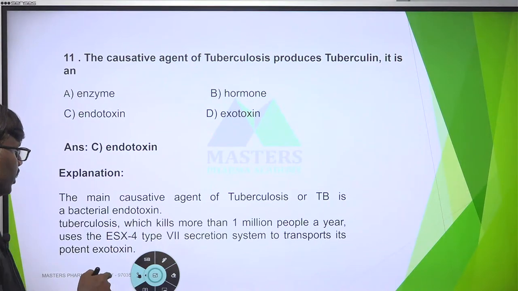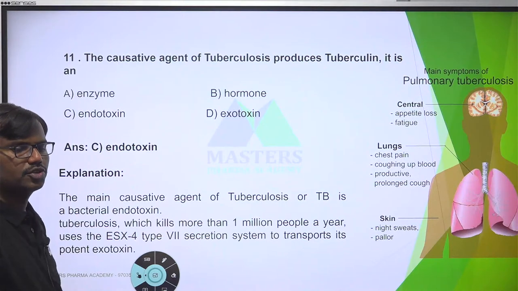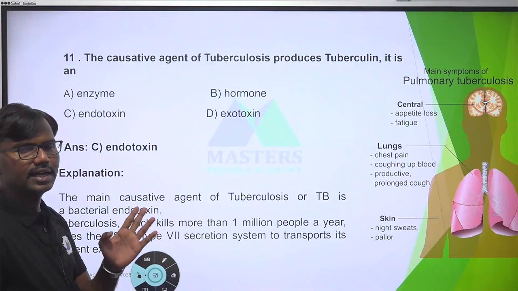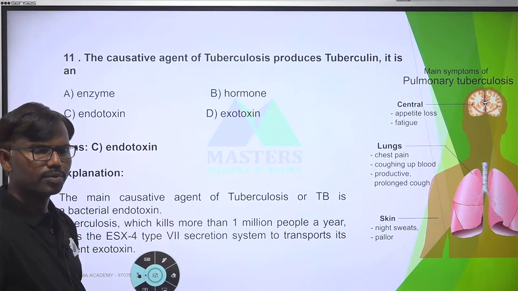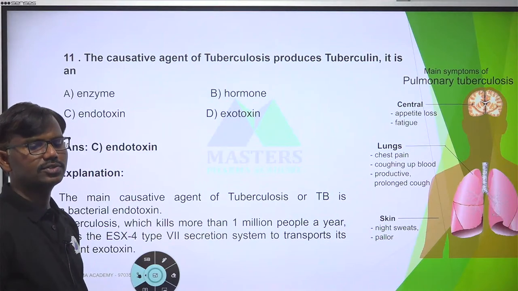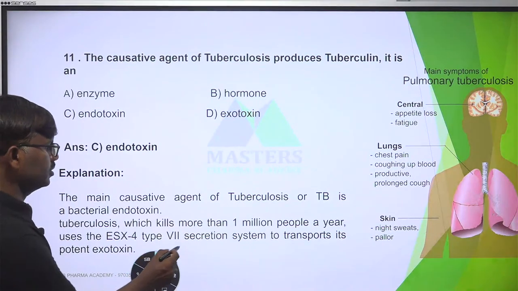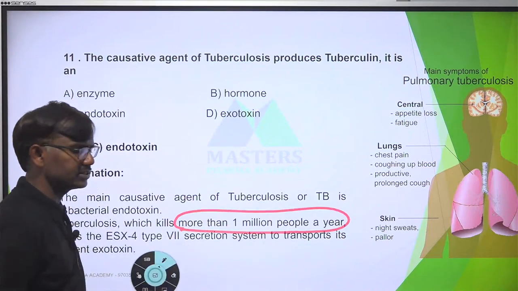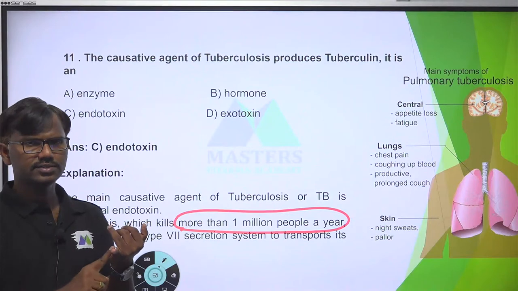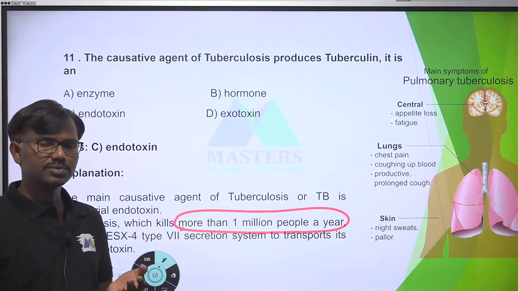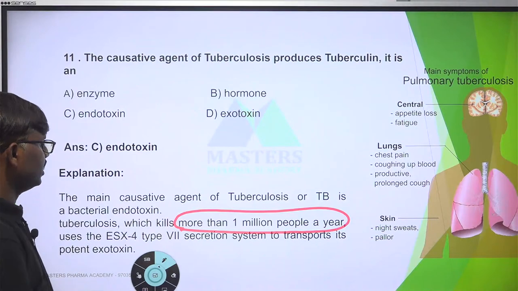Right, okay, here you must remember one important point. What are the main symptoms of tuberculosis? In the central nervous system, appetite loss and fatigue. These are the main symptoms. That is pulmonary tuberculosis, and then in the lungs, chest pain and prolonged cough. So these are some general things, and in the skin, night sweat and pallor. These are the main symptoms, and it kills more than 1 million people a year. See, very dangerous. Because of treatment resistance, drug resistance is the biggest problem, identification is the biggest problem, diagnosis is a different problem. That's why 1 million people are dying because of tuberculosis. Right.